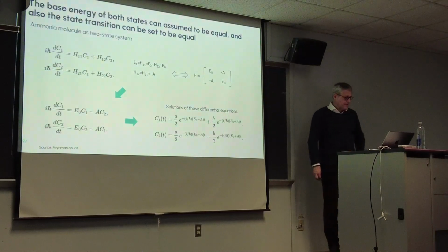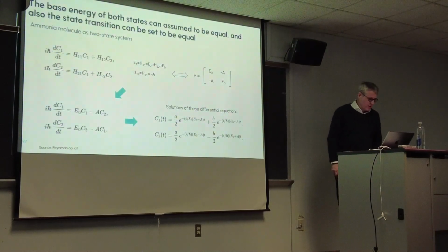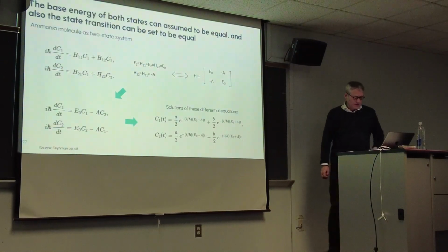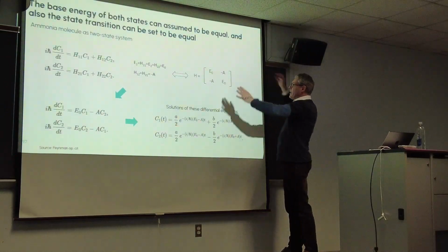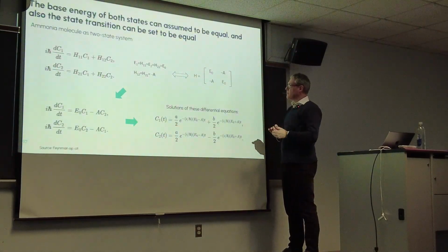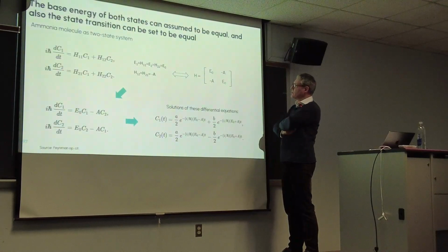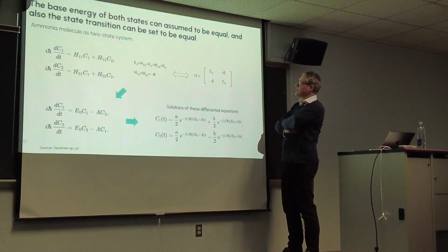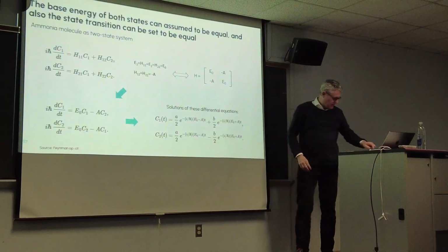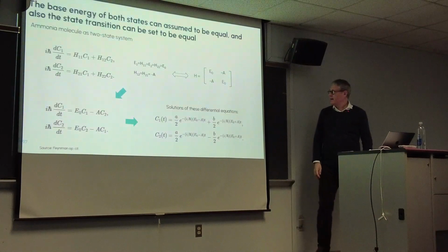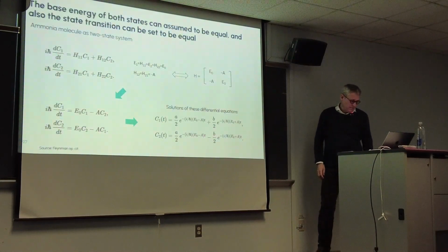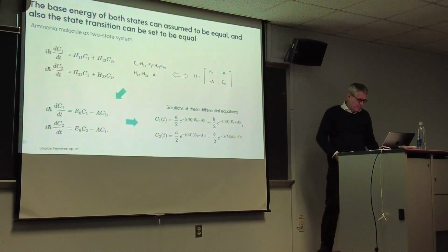Now, the base energy of both states can be assumed to be equal, and also the state transition can be said to be equal. So now, how do we get the Hamiltonian? Yeah, that's always a question. If I have a big Hamiltonian, it gets harder and harder. But here I have just a 2 times 2 Hamiltonian. So how do I get it? Well, it's assumed that H12 and H21 are also the same, and therefore that they get the variable minus A.